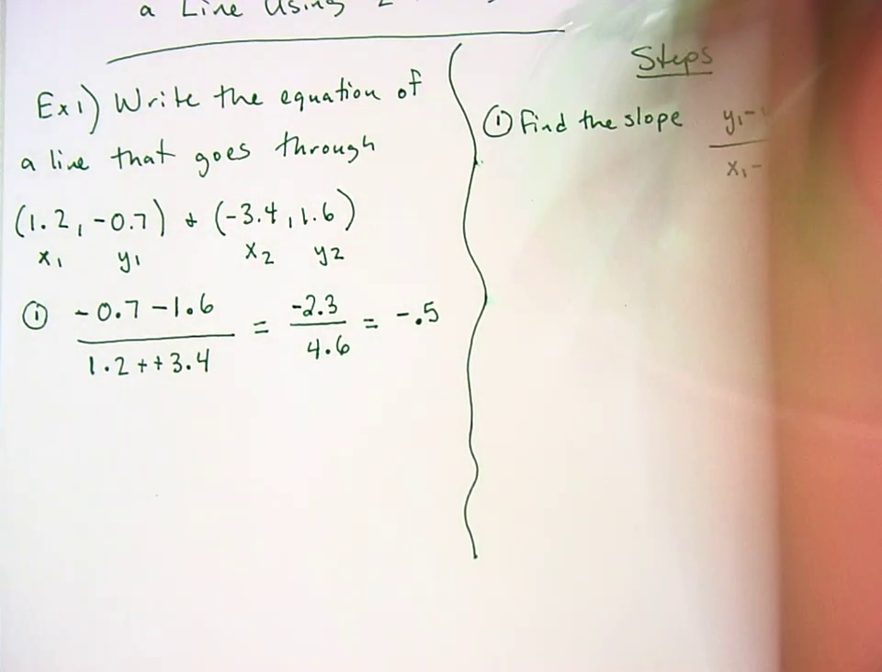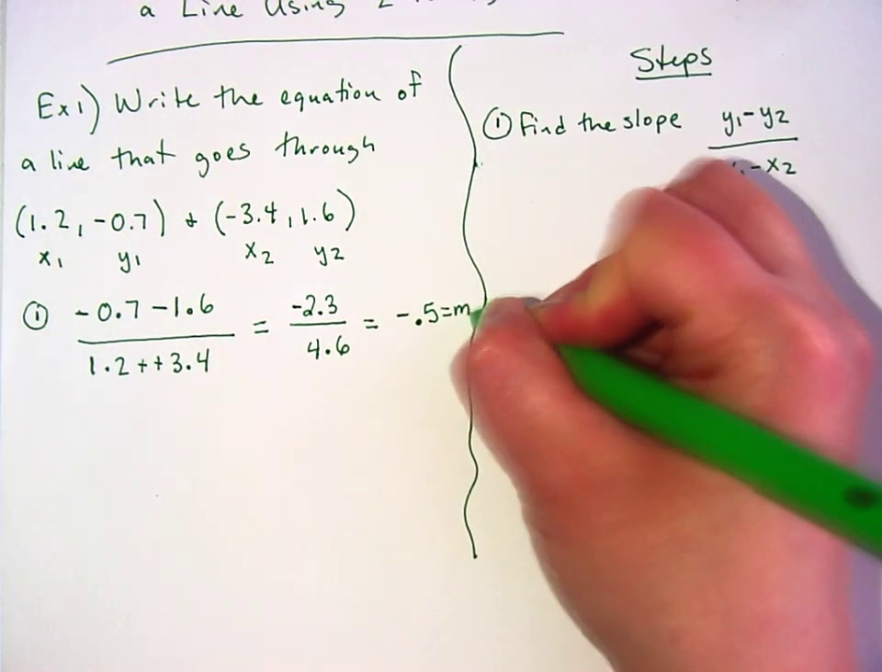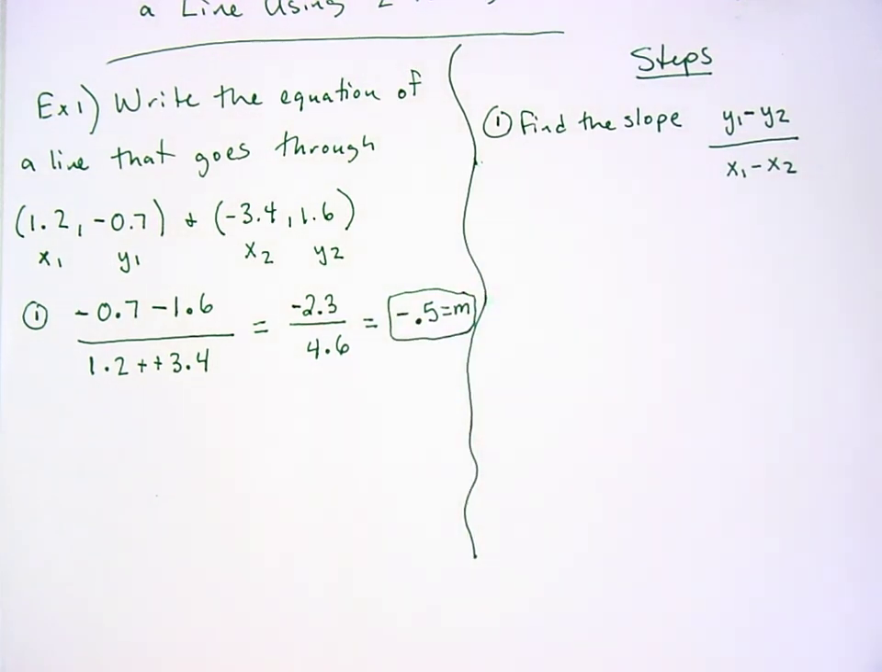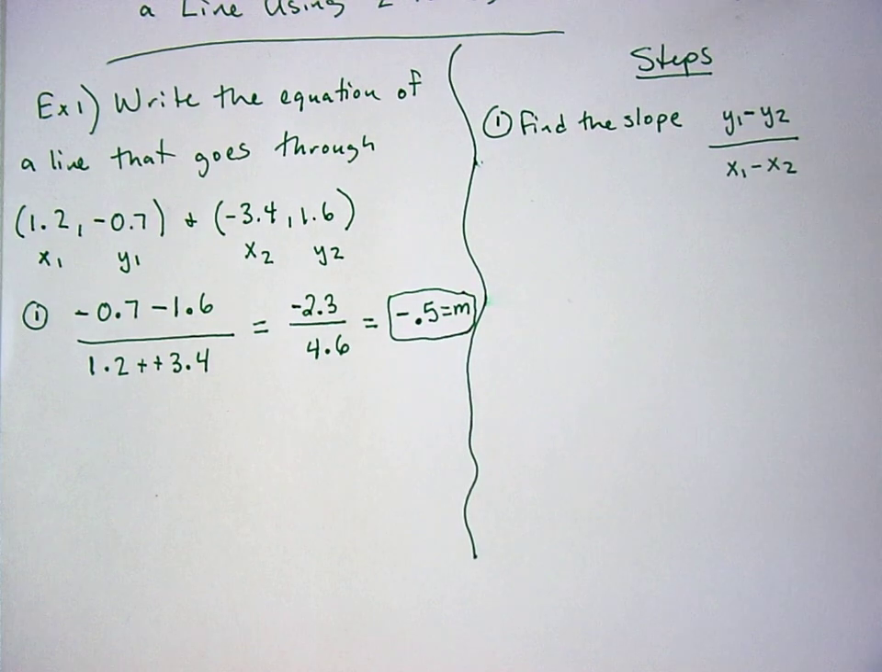All right, now we have a slope. I'm going to write equals m here. Maybe I'll even circle it. That's not my final answer, but it is important. Now, to write the equation of a line, I need an m and a b. So what do you think we should do now? How do we find the b?